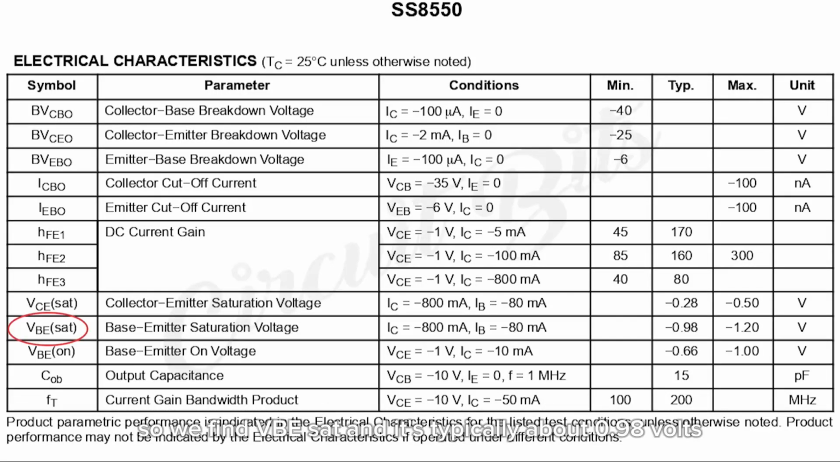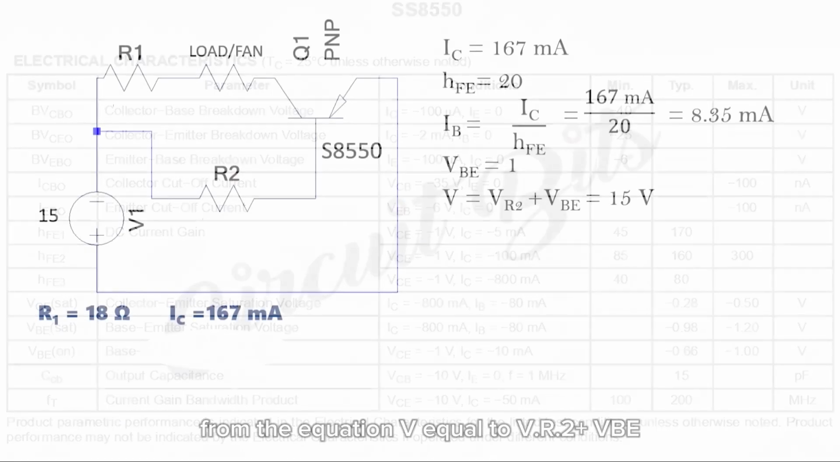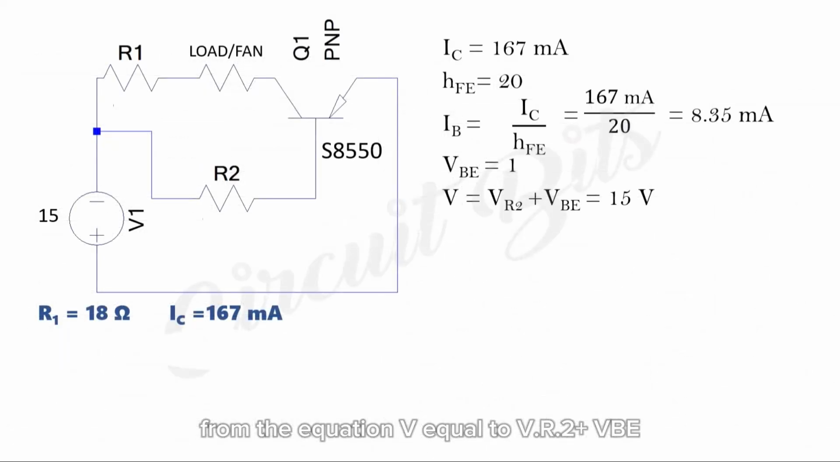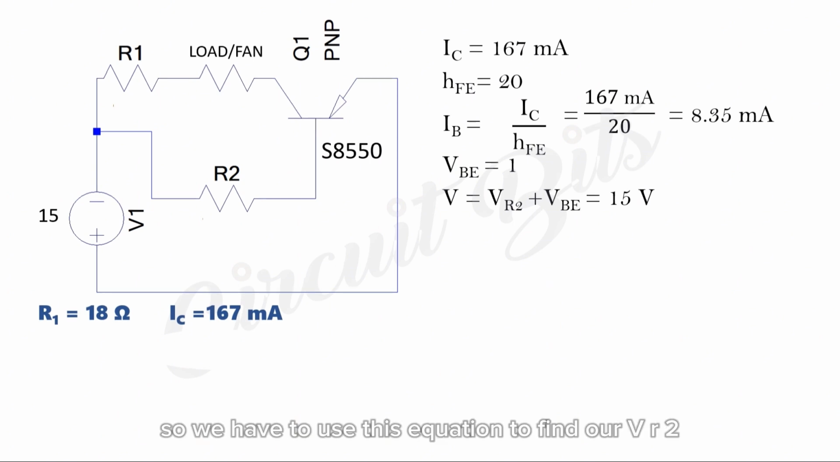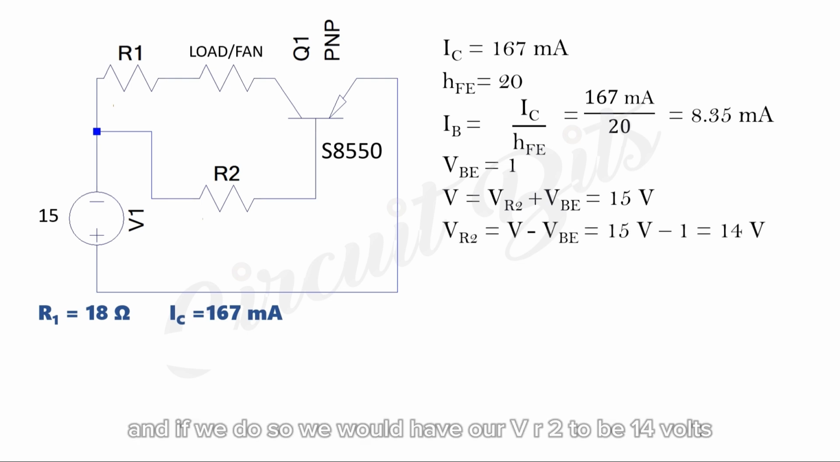We go back to our datasheet to check what base emitter voltage we need to get saturation. So we find VBE sat, and it's typically about 0.98 volts. So we can go up to 1 volt for VBE. From the equation 15 volts equal to VR2 plus VBE, we have to use this equation to find our VR2. And if we do so, we would have our VR2 to be 14 volts.